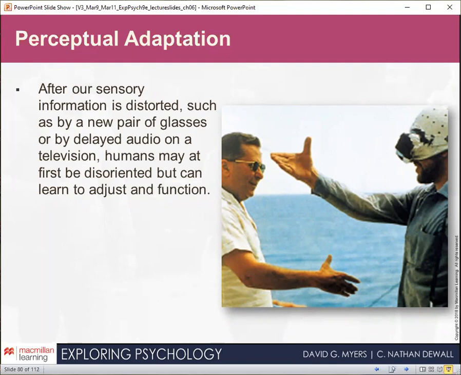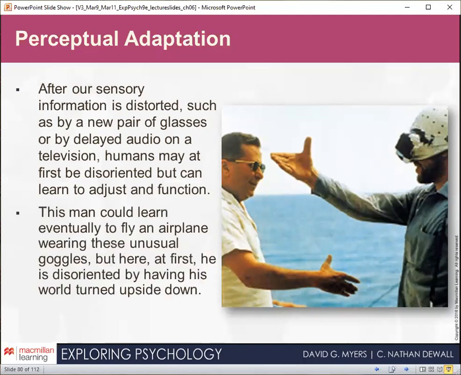After a while, despite the early disorientation, human beings are usually going to be able to adjust so that they then can put their hand in the proper place and shake the person's hand. But at least initially, it will be somewhat difficult as you try to orient yourself. So this man could learn eventually to fly an airplane wearing these unusual goggles, but here at first he is disoriented by having this world turn literally upside down from his perspective.